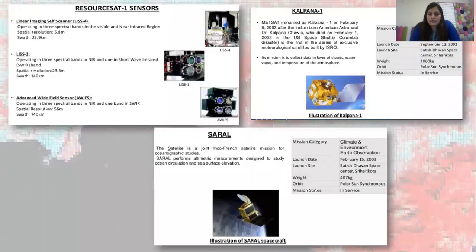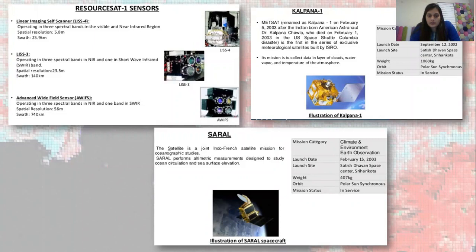So, in the last session, students, we have discussed the various sensors in satellites. Last time we discussed Kalpana 1, which was made for meteorological purposes and for climate and earth observation, right? It is named in honor of Dr. Kalpana Chawla. Now we are going to discuss SARAL.